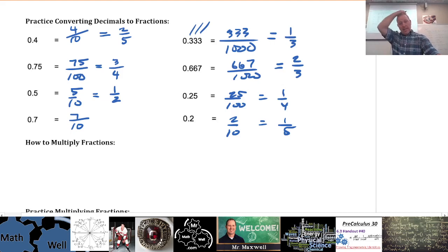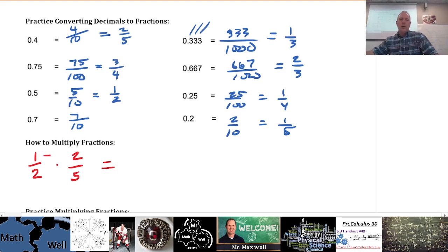All right, let's remember something, how to multiply fractions, moving on here. How to multiply fractions if you have something like 1/2 times 2/5, okay? Multiplying fractions. Do you have to get a common denominator when you multiply fractions? No, you don't. When you add or subtract, you do, but not when you multiply.